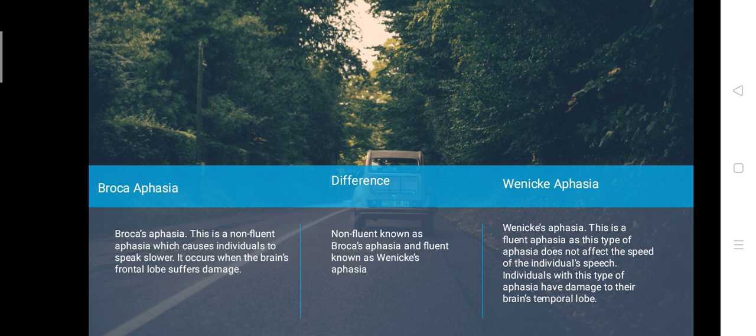And what is Broca aphasia? Okay, Broca aphasia is a non-fluent aphasia which causes individuals to speak slower. It occurs when the brain's frontal lobe suffers damage. And how about Wernicke aphasia? Wernicke aphasia is a fluent aphasia, as this type of aphasia doesn't affect the speed of the individual's speech. Individuals with this type of aphasia have damage to their brain's temporal lobe. And the difference is: non-fluent is known as Broca aphasia and fluent is known as Wernicke aphasia.